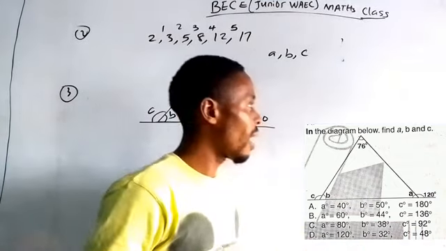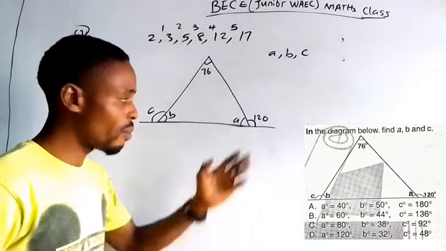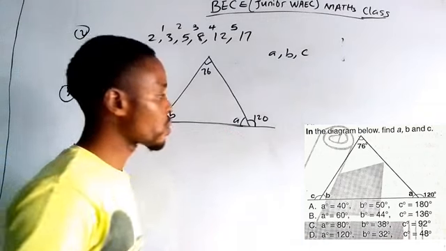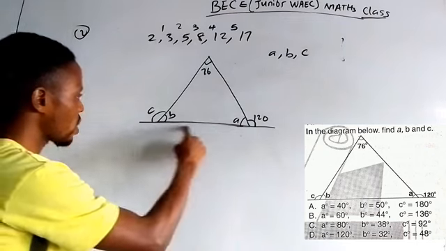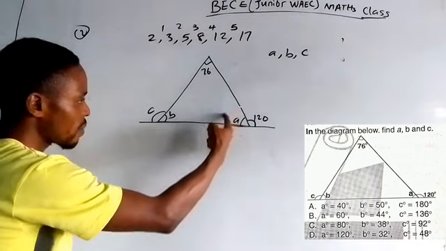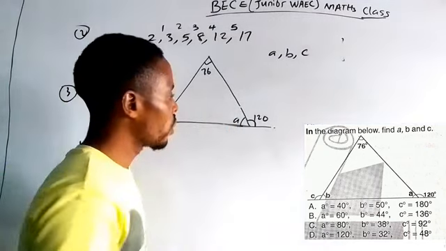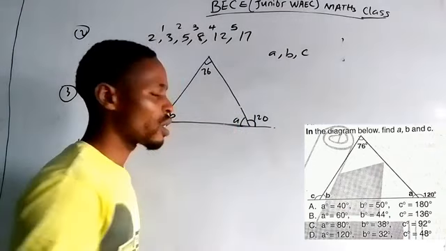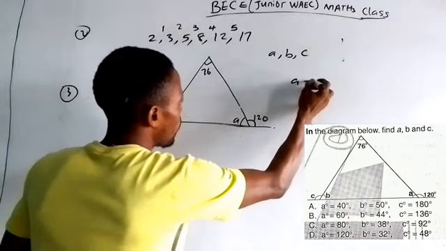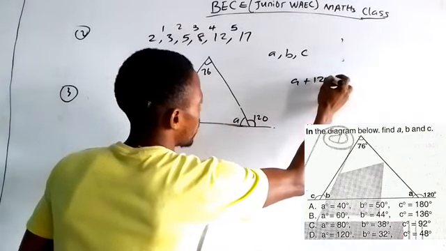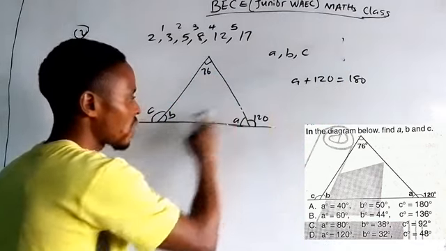So as a student, when you see this question for the first time, let me give you the best way you can solve it. When you look at the diagram very well, you should understand that here is a straight line. The angle that lies in this place is an angle on a straight line, so we can apply the formula for angles on a straight line. The sum of the angles on a straight line is equal to 180. So to get the value of A, A plus 120 is equal to 180. That is the sum of the angles on a straight line.